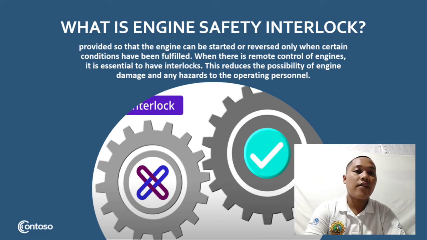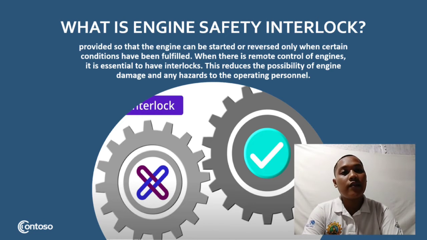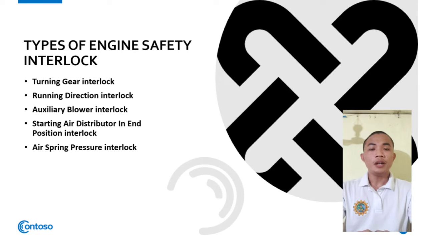What is an engine safety interlock? Just like what I have said earlier, safety interlocks prevent operations that can harm the operator or the machine itself. So engine safety interlocks are found in the engine, which protects in certain situations and reduces the possibility of damaging the engine and harming the operator. There are different types of engine interlock, listed as turning gear interlock, running direction interlock, auxiliary blower interlock, starting air distributor in position interlock, and lastly, the air spring pressure interlock.